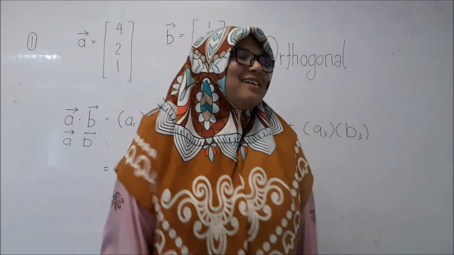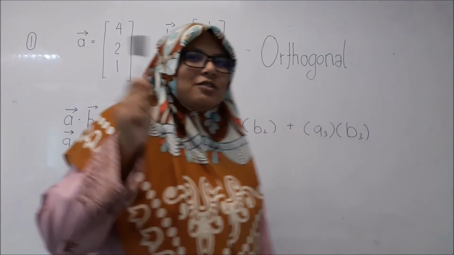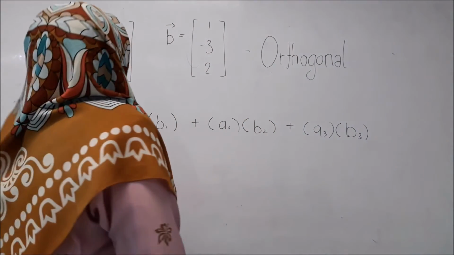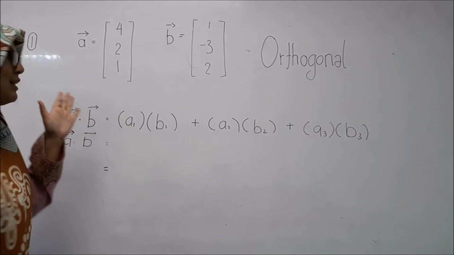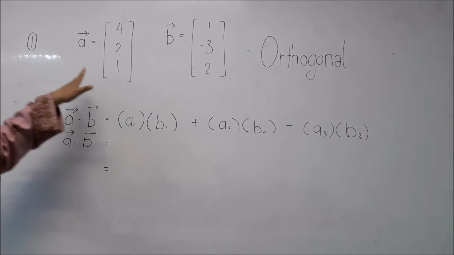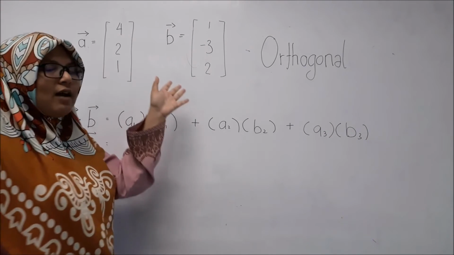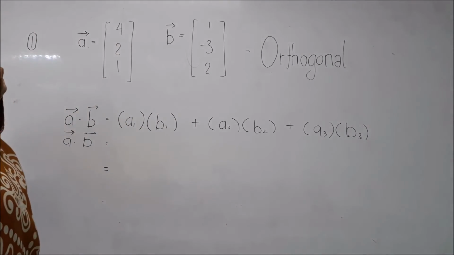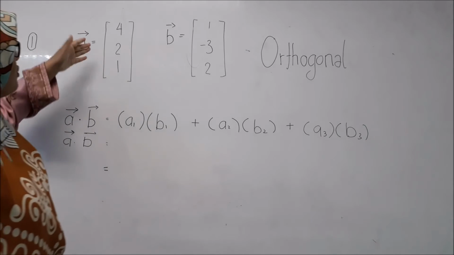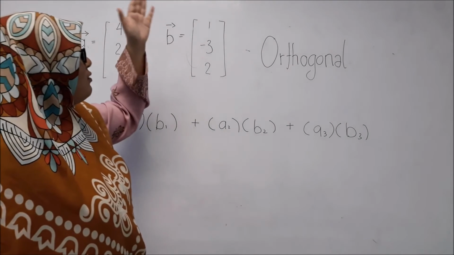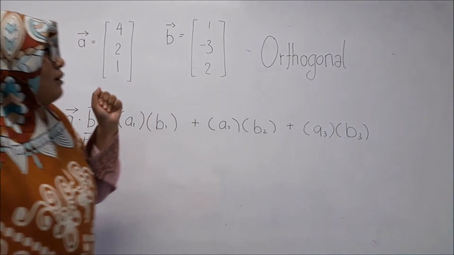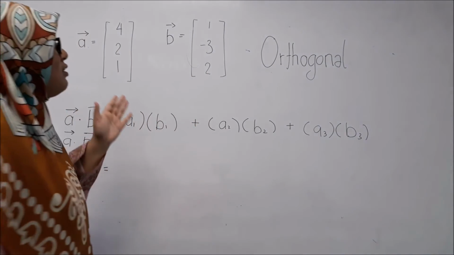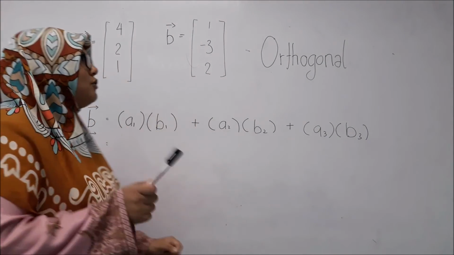Hello guys, okay, today I'm going to show you some questions on orthogonal. In this particular case, you want to find whether vector A and vector B are orthogonal or not. Vector A is 4, 2, 1, while vector B is 1, -3, 2. To find whether these vectors are orthogonal, their dot product must be equal to 0.